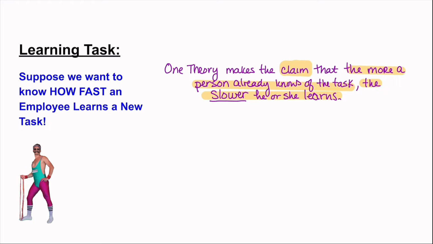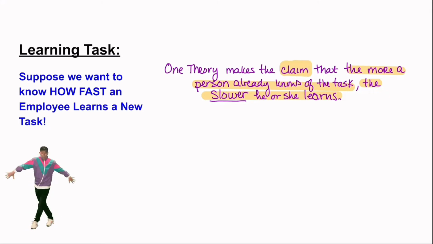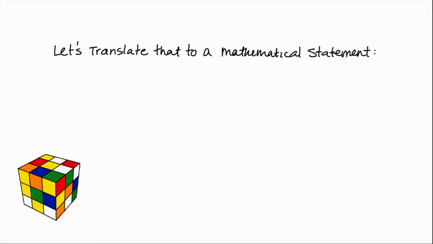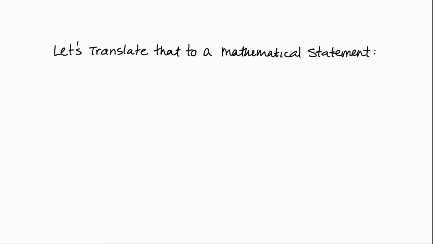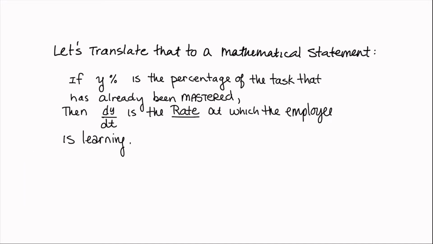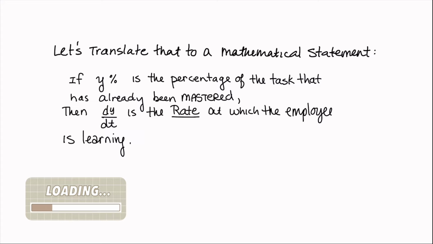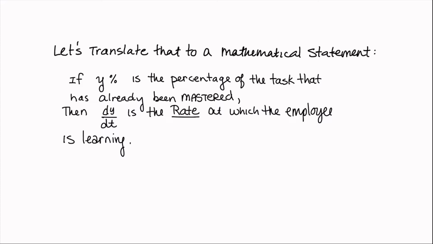Suppose we want to know how fast an employee learns a new task. One theory claims that the more a person already knows about a task, the slower that they learn. So let's translate that into a mathematical statement. If y% of a task has been mastered, then dy/dt is the rate at which the employee is learning. In other words, it's the rate at which the percentage is changing.